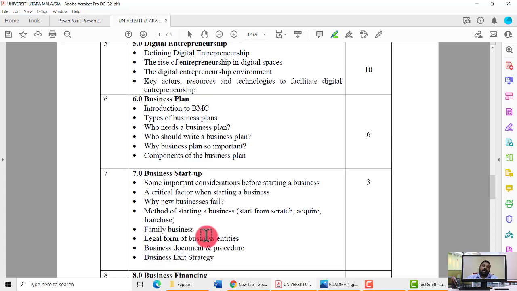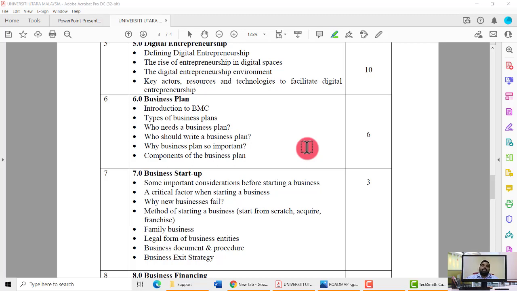Okay. Chapter 6 is business plan. Introduction to BMC. BMC means business model canvas. You can Google and see the business model canvas. There are 9 components. You have to plot your business structure over there, like your financial structure, your customer and so on.